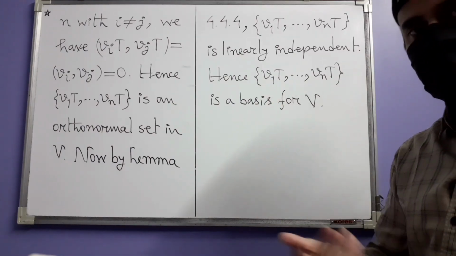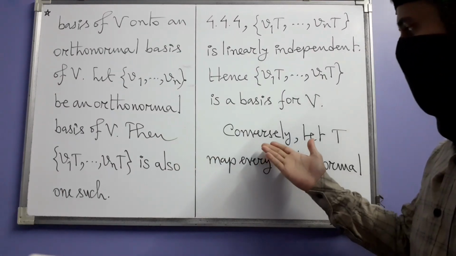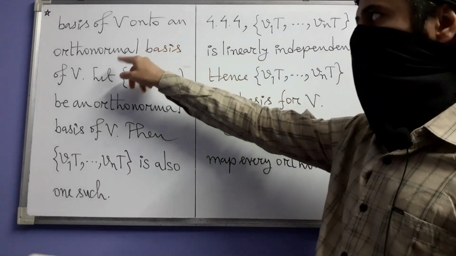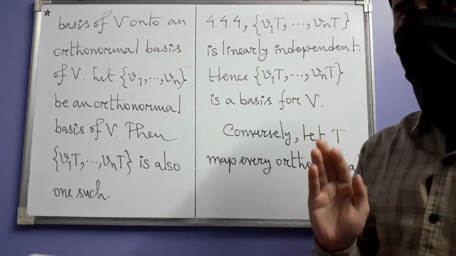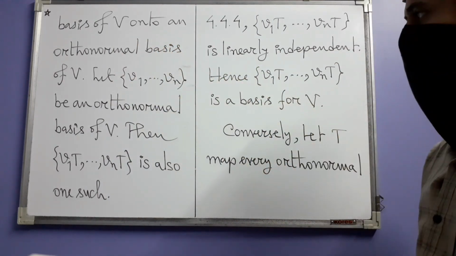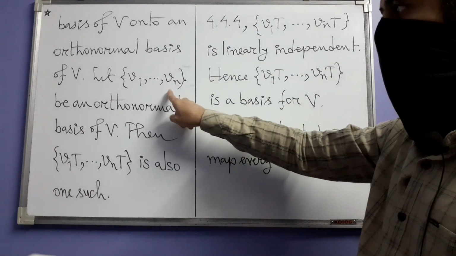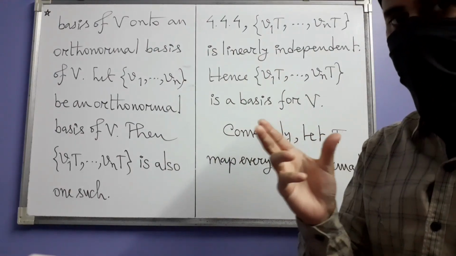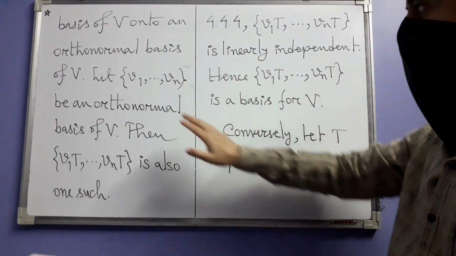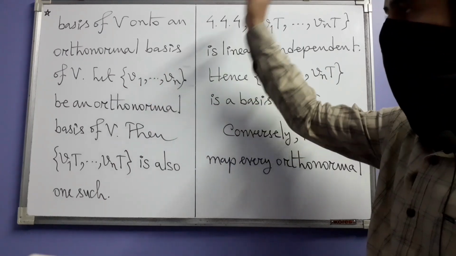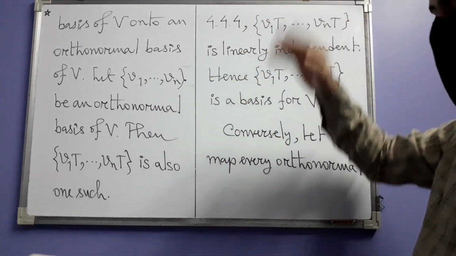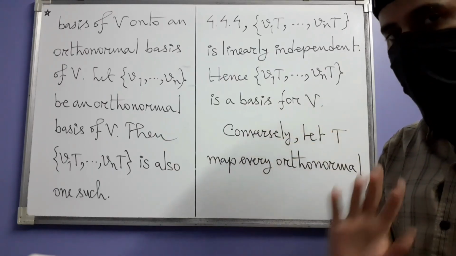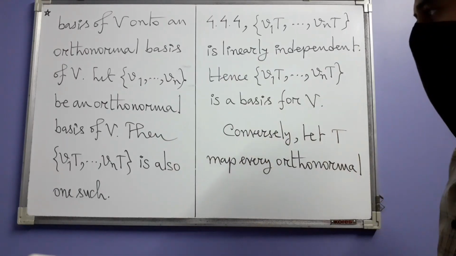Now we are going to prove the converse. We start the converse like this. Conversely, let T map every orthonormal basis of V onto an orthonormal basis of V. Now we need to prove that T is unitary. And then we arbitrarily choose some orthonormal basis of V, say these Vi's, forming a basis of V that is orthonormal. Do not confuse this one with the previous one. This part of the proof is entirely different. We have started afresh. This is another part, the converse actually.